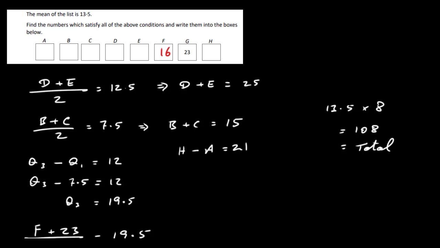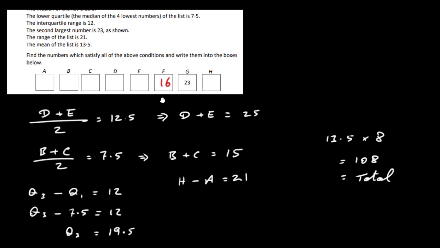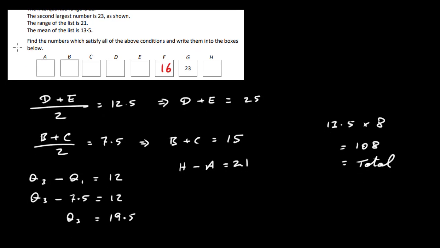Okay, so let's see what we have here. We have F, and we have these equations here as well. So let's see what we can do with these. Now we can see that we have B plus C, we have these two added. We have D plus E, we have these two added. We can also add these two, which means we can work out what H and A are added by subtracting it from this here. So let's just work through that.